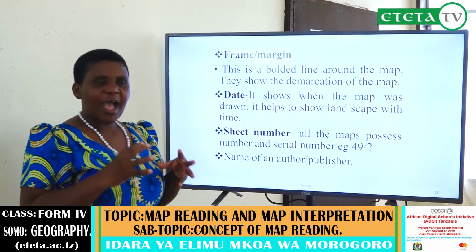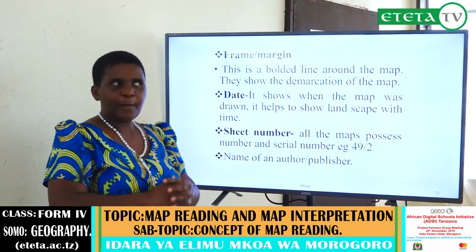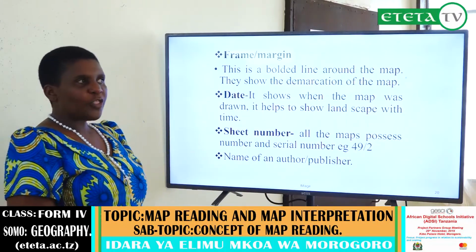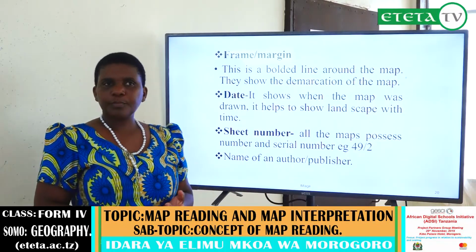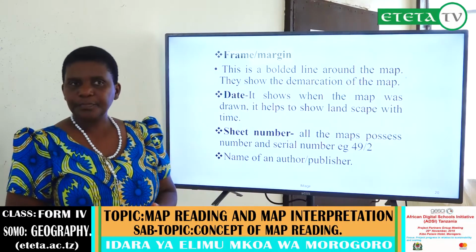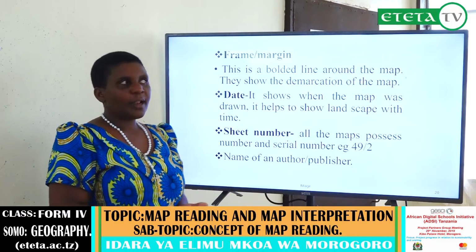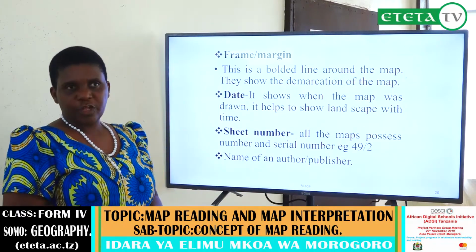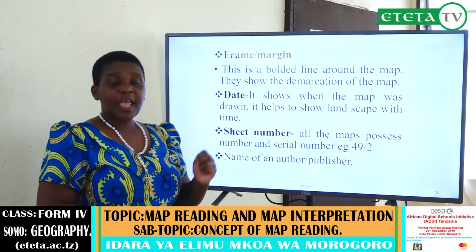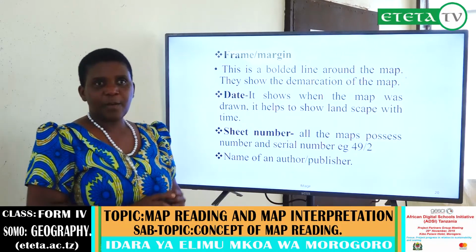But the major essential elements of the map are 5, which are title, scale, key, compass direction, and the margin. These are the major essentials of the map.